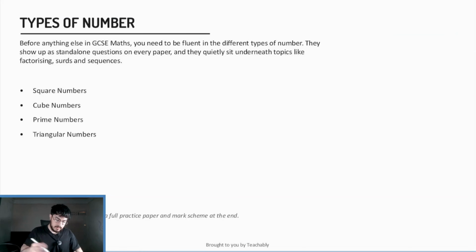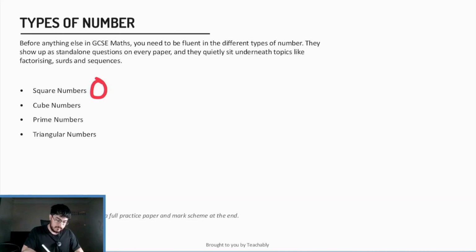So let's just start. The first thing we have a look at is types of numbers. Before anything else in GCSE Maths, you need to be fluent in the different types of numbers that come about. They show up as standalone questions most of the time, or they are integrated into other types of questions. They're very, very foundational, so if you don't get a specific topic on types of numbers, it's not that I've taught you the wrong thing. It's the fact that these are just in everything, and so it's sort of like assumed knowledge.